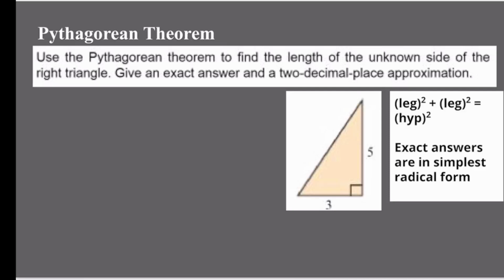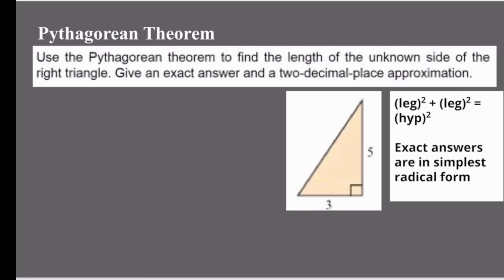Pythagorean theorem. Use the Pythagorean theorem to find the length of the unknown side of a right triangle. So in this case, we're going to give an exact answer and a decimal approximation. Me and Mr. Pythagoras, we go way back.